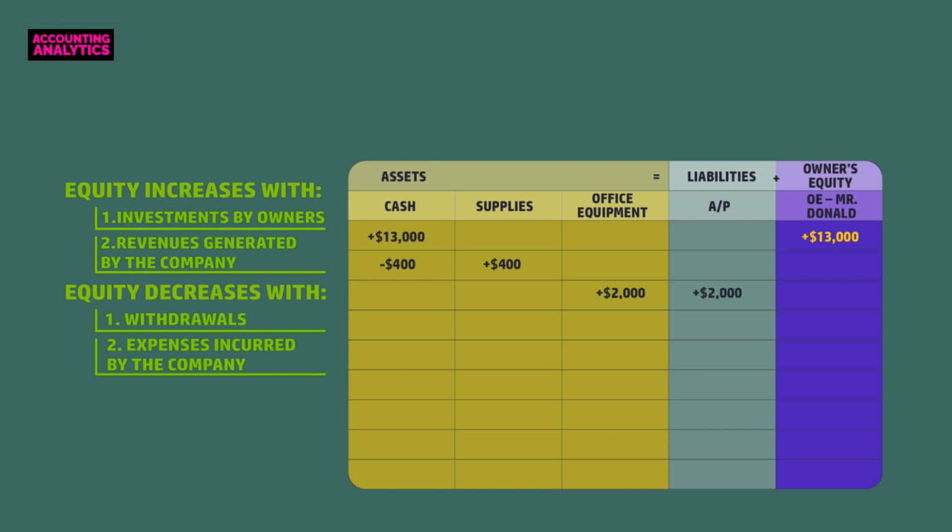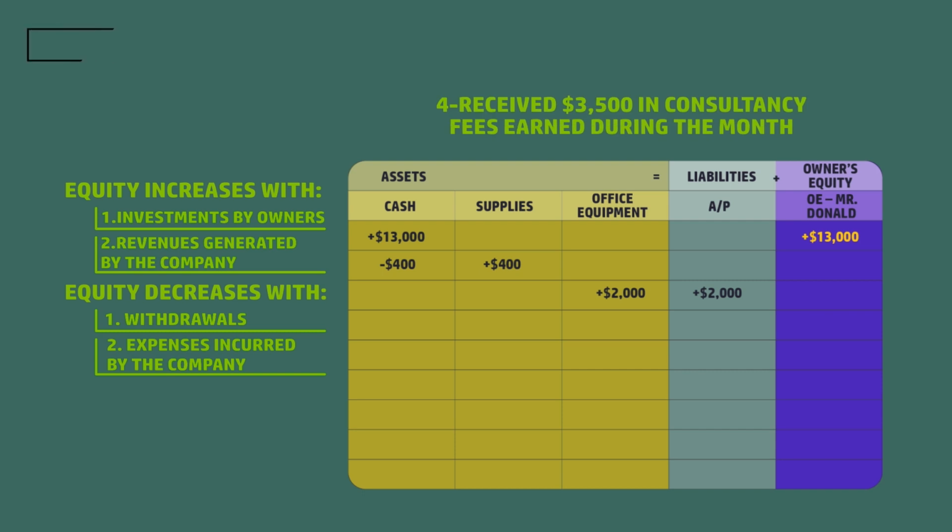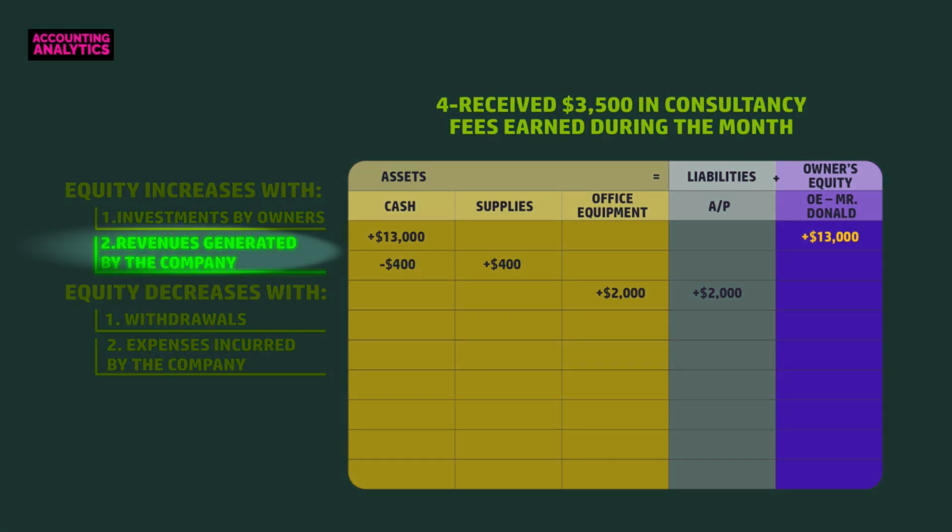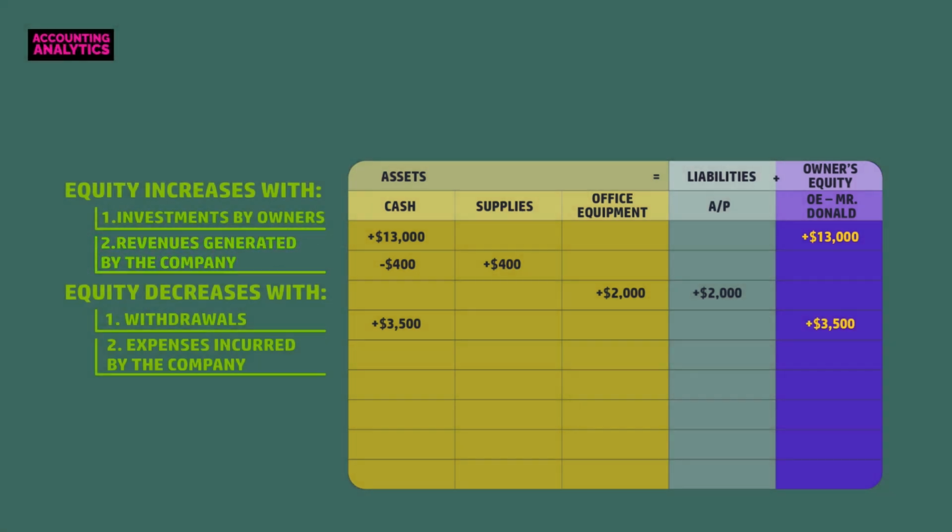Number four, received $3,500 in consultancy fees earned during the month. So the company generated revenues. We said previously, revenues increase the equity account. And since we received the money, the cash account also increased. We increased the cash by $3,500 and increased the equity account by $3,500. Number five, paid $800 for office rent.